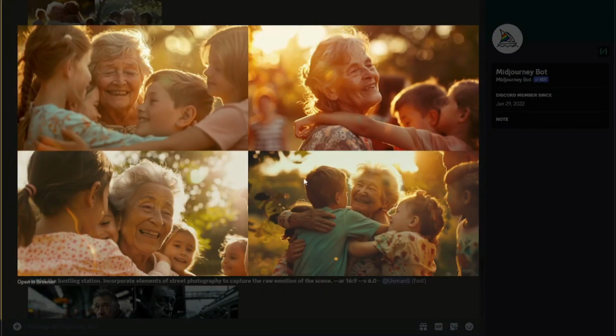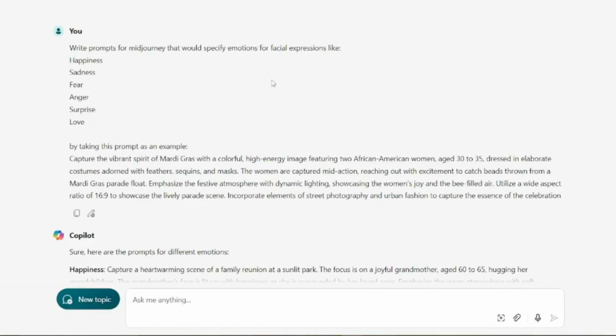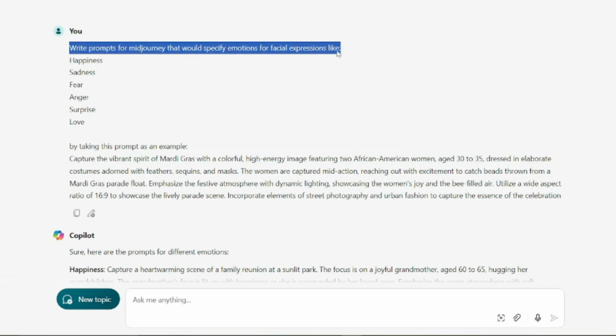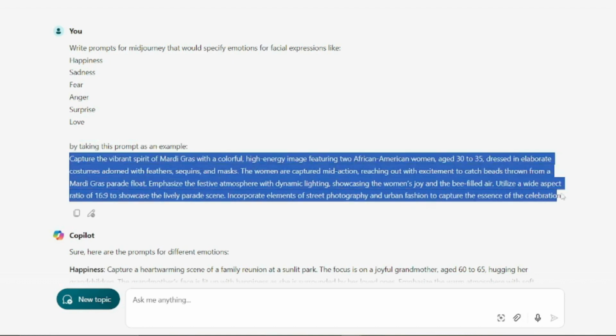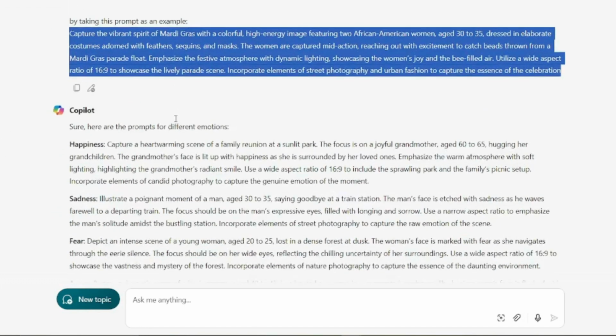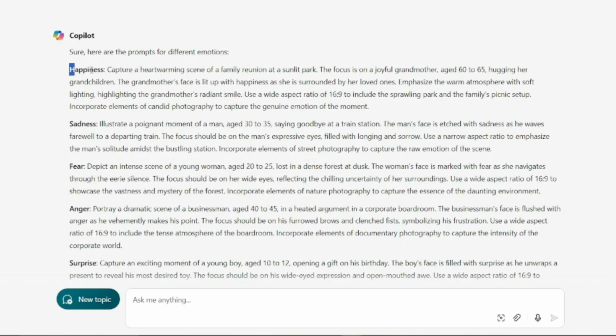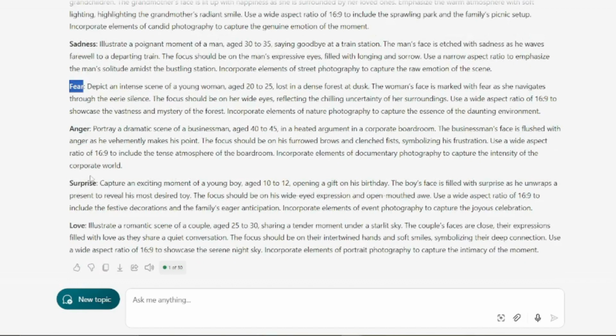It's really easy. You need to jump to your Microsoft Copilot because, as you guys know, this is my favorite go-to tool for prompt generation. So I basically type in a prompt like, write prompts for Midjourney that would specify emotions for facial expressions like these, all these are my emotions, by taking this prompt as an example, and I pasted my prompt right over here. This is how we're going to use Microsoft Copilot for that. Take a look at the output. Wow. Now we have all the prompts, generated literally for me. I have them for happiness, sadness, fear, anger, surprise, and love.